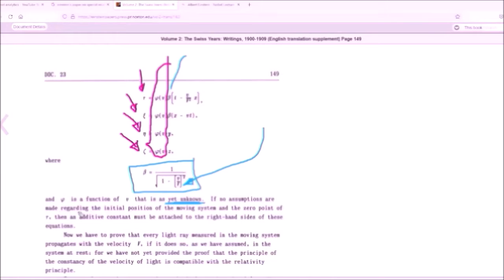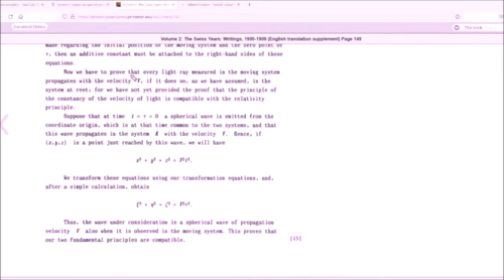If no assumptions are made regarding the initial position of the moving system and the 0 point of tau, then an additive constant must be attached to the right hand side of these equations to account for where is the 0. Now we have to prove that every light ray measured in the moving system propagates with the velocity V, as we have measured in the system at rest, for we have not yet provided the proof that the principle of the constant speed of light is compatible with the relativity principle.